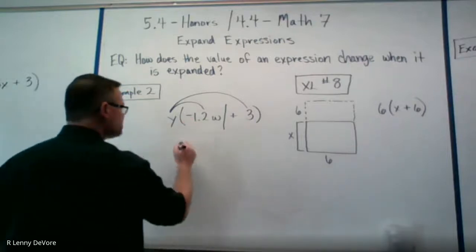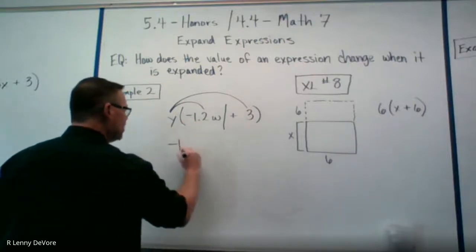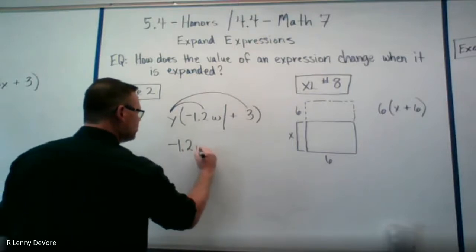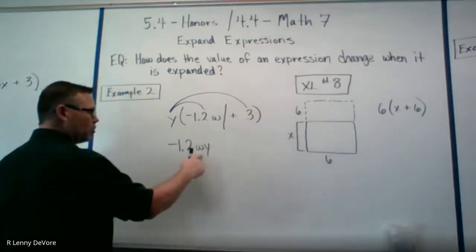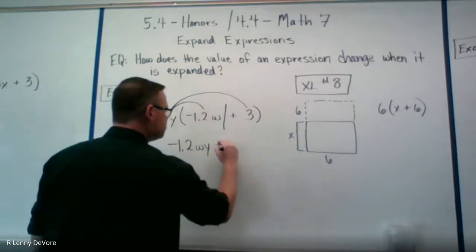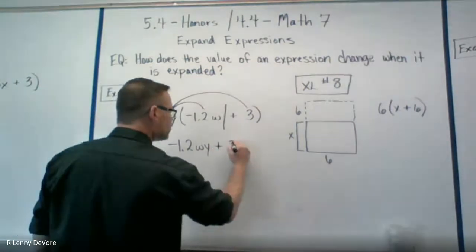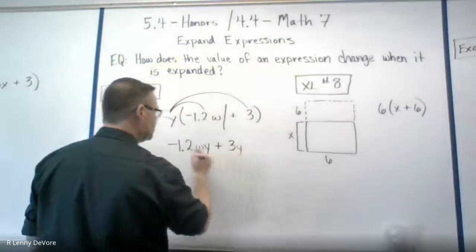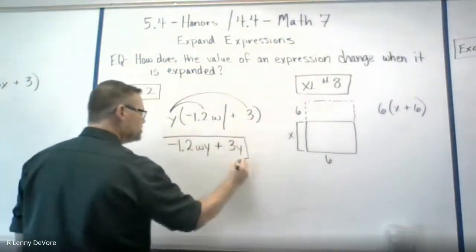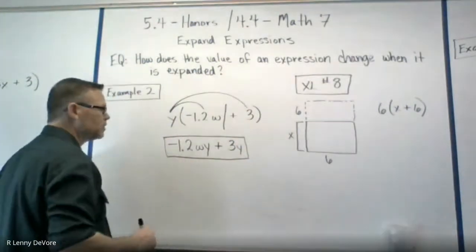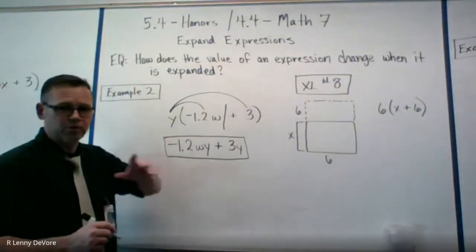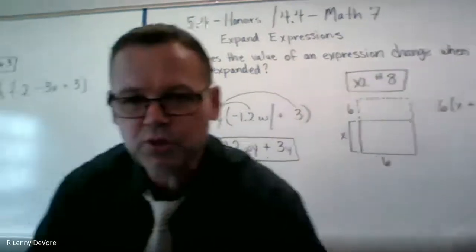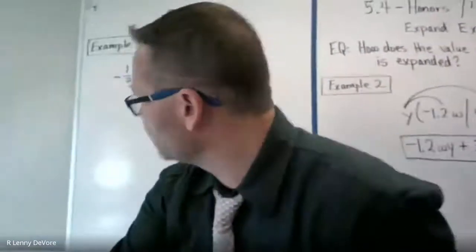So in other words, this becomes a negative 1 2/10 wy, because these variables should go in alphabetical order, right? And then plus 3y. And that actually ends up being your answer. Okay, so fairly simple. You can see how the y is distributed amongst both terms. Okay, so let's move on to example 3.